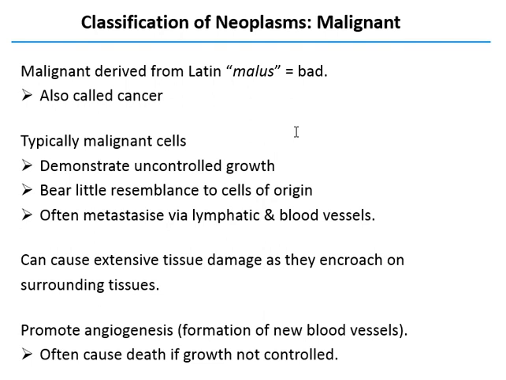Like all neoplasms, they demonstrate uncontrolled growth. However, these malignant neoplasms bear little resemblance to the cells of origin, unlike the benign ones. Malignant neoplasms have the capacity to spread or metastasize to other areas via the lymphatic and the blood vessels. Another characteristic of these tumours is that they promote angiogenesis, that is the formation of new blood vessels to supply the tumour with the necessary nutrients and oxygen for it to keep growing.